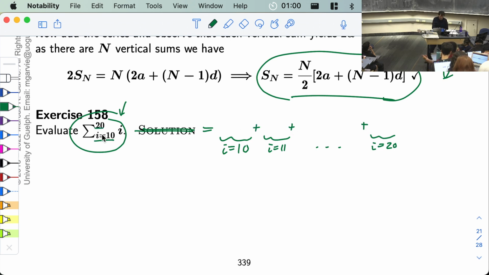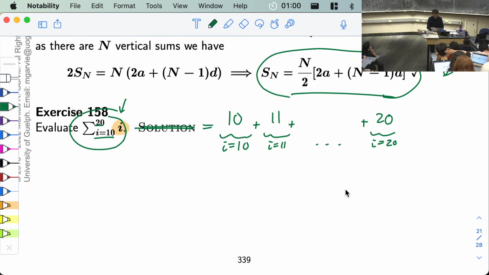And what are the terms? What are we adding up? Whatever the formula says here. And the formula says I, so it's just I. This is 10 plus 11, all the way up to 20. So it's the sum of the numbers, 10 plus 11 plus dot, dot, dot, all the way up to plus 20. That's what we've got to figure out.